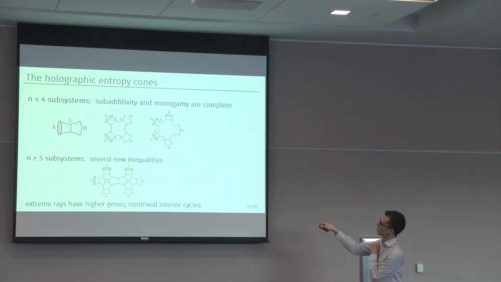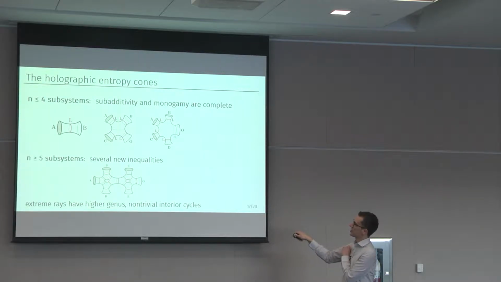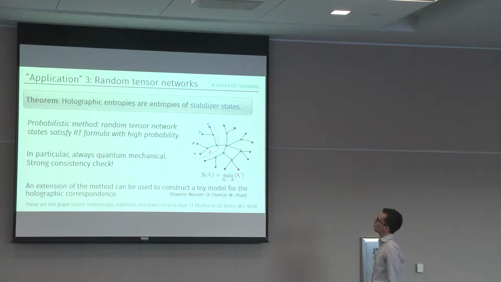So this would be a star with 2 legs, a star with 4 legs, a star with 5 legs. These guys have little holes. They have higher genus. So this, I guess, is maybe interesting.